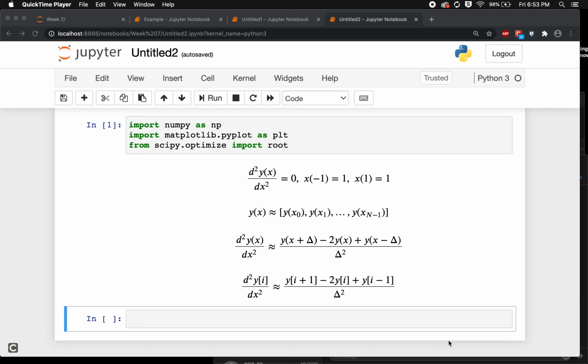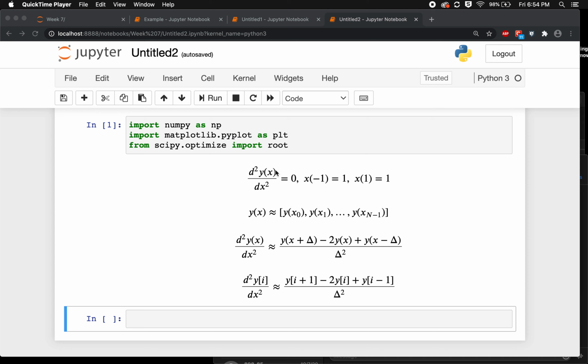So I'm going to continue the discussion of finite differences and actually show you how to solve boundary value problems. I have a couple equations up here. The first equation we want to solve, our goal, is the boundary value equation d squared y of x dx squared is equal to 0. Now this is something you could trivially solve analytically.